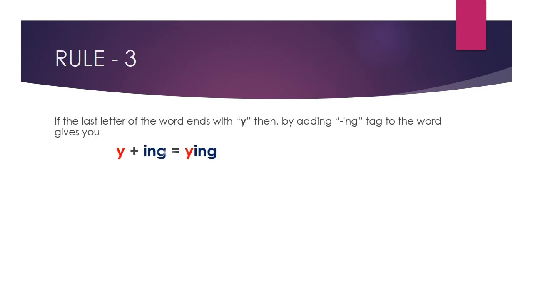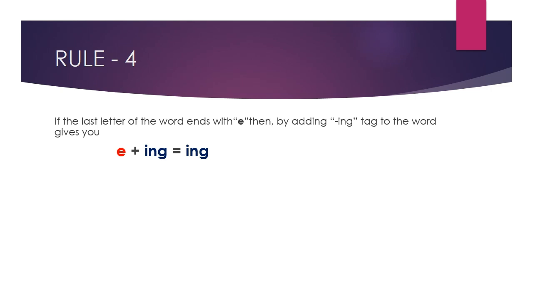Rule 3. If the last letter of the word ends with y, then by adding ing tag to the word gives you y plus ing is equal to ying. For example, play is equal to playing, cry is equal to crying, fly is equal to flying.